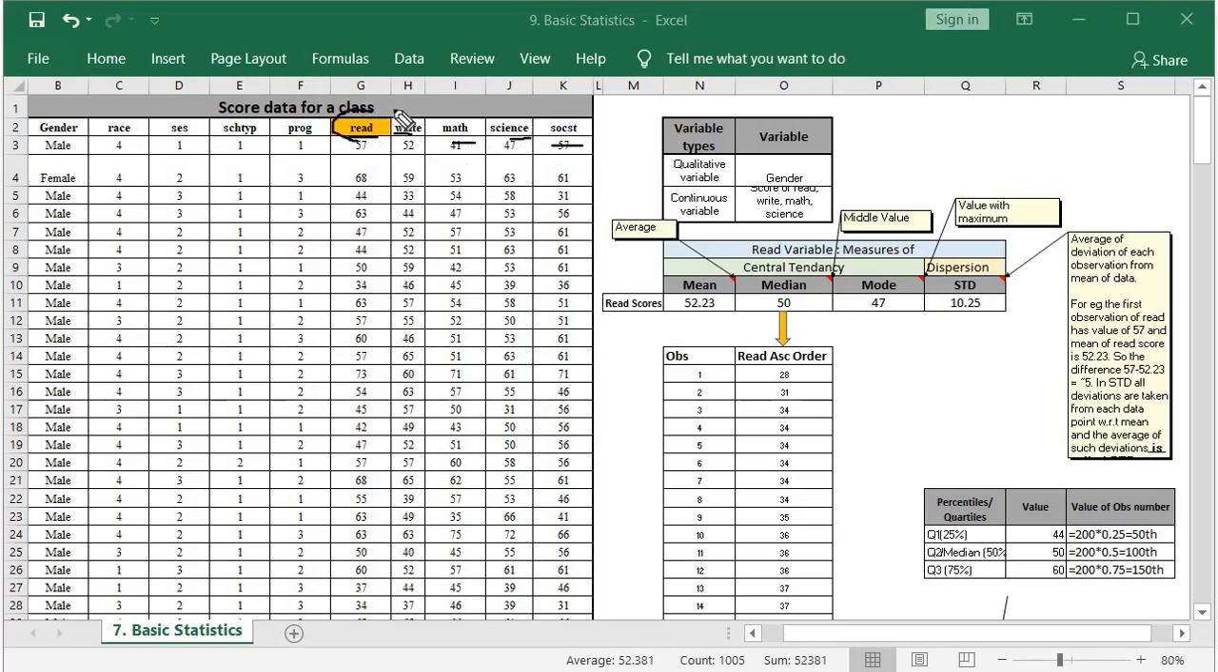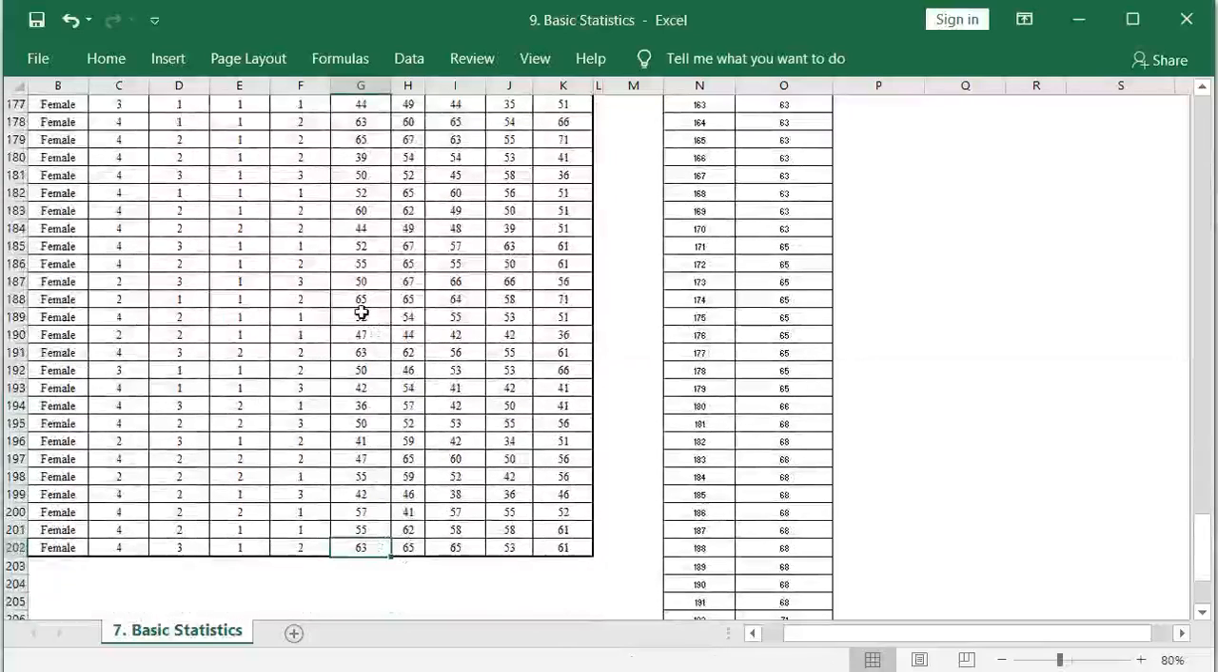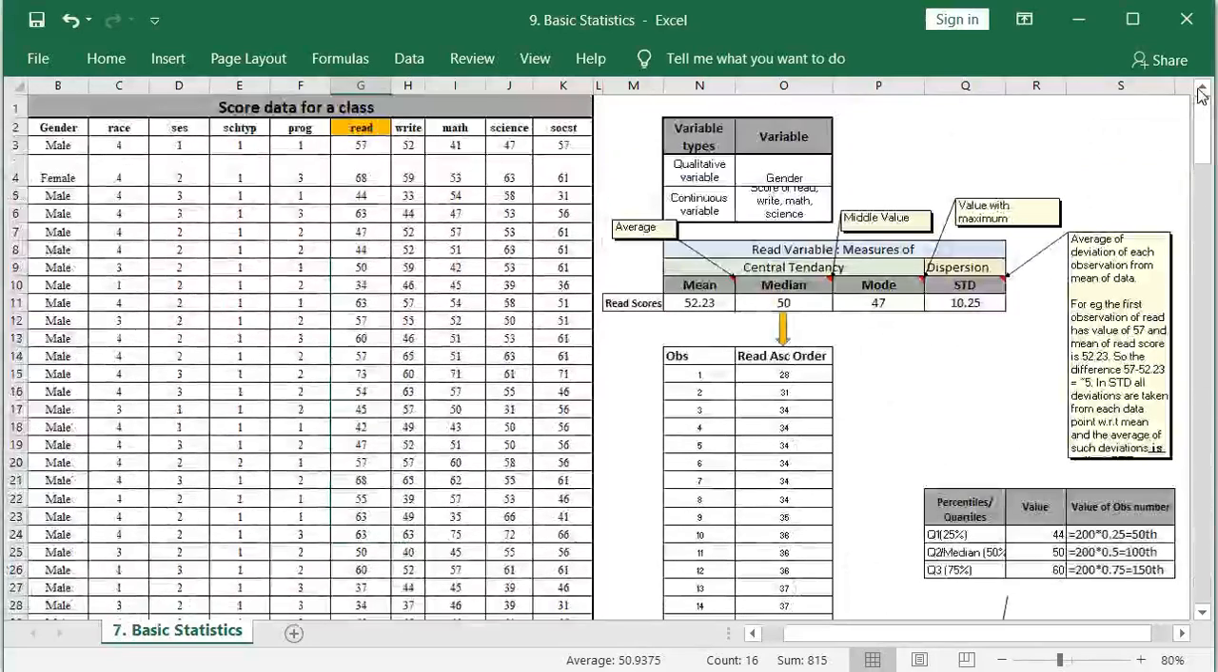We'll be concentrating on the read variable, which is how good a particular student is in reading. Now each row represents each student. This student has got 57 marks in read subject. This student has got 68 marks in read subject, and so on. If you want to find out the average value of the read variable, we can take the mean. The formula for the mean is to take the total of all the students. There are 200 students in our data. We just take the total of the read subject scores across all the students and divide it by 200.